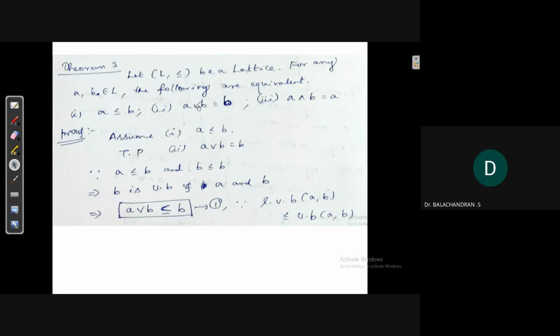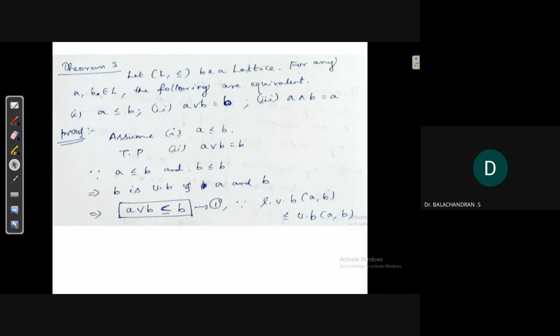Next, three equivalent conditions. Let (L, ≤) be a lattice. For any A, B in L, the following are equivalent. Number 1, A ≤ B. Number 2, A or B equal to B. Number 3, A and B equal to A. Here, the following are equivalent means we are going to assume one and prove two. Similarly, assume two and prove three. Next, assume three and prove one.